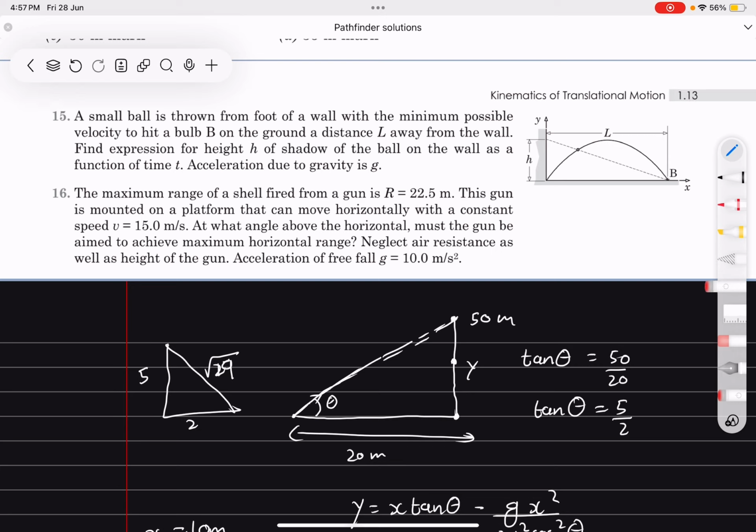The maximum range of a shell fired from a gun is R equal to 22.5 meter. There is a shell fired from a gun and the range of that shell is 22.5 meter. This gun is mounted on a platform that can move horizontally with a speed v equal to 15. At what angle above the horizontal must the gun be aimed to achieve the maximum horizontal range, neglect air resistance, as well as the height of the gun?